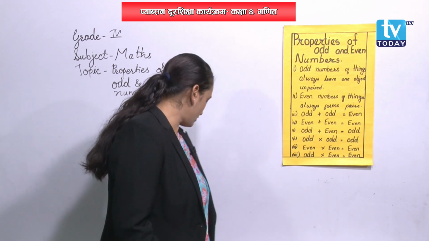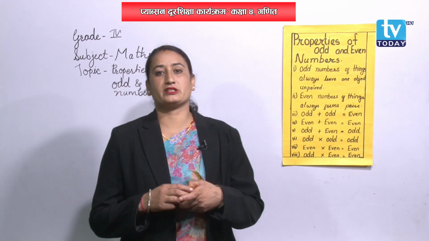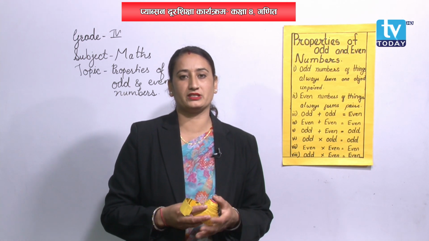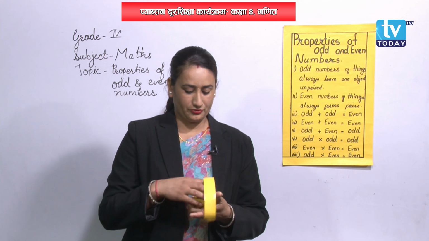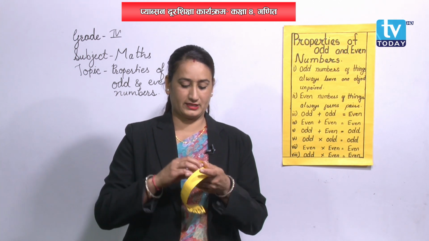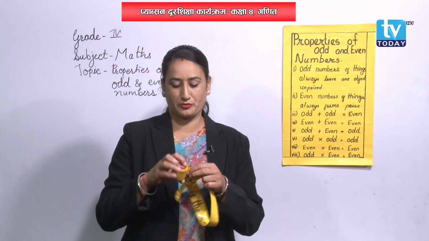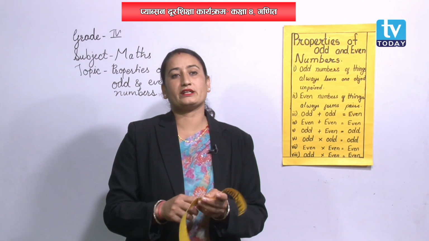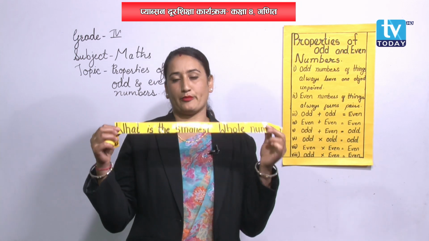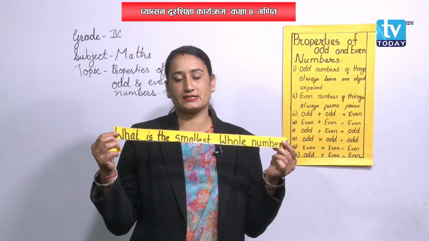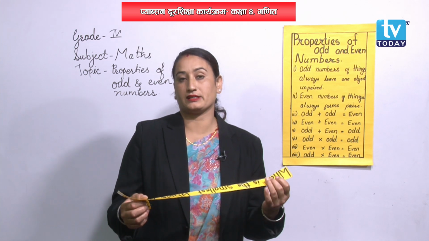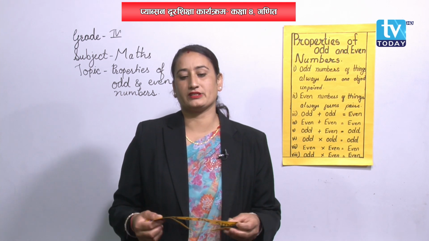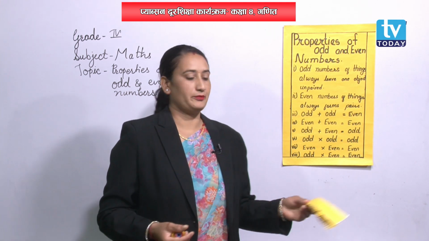I have some questions for you. First question, see here on my paper, I have written something. Tell me students, what is the smallest whole number? Can you tell me the answer? The correct answer is 0, the smallest whole number.